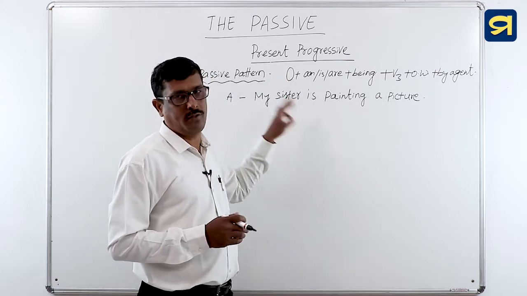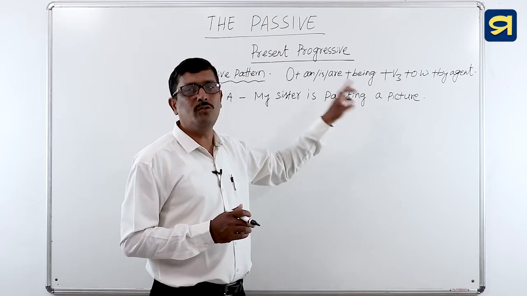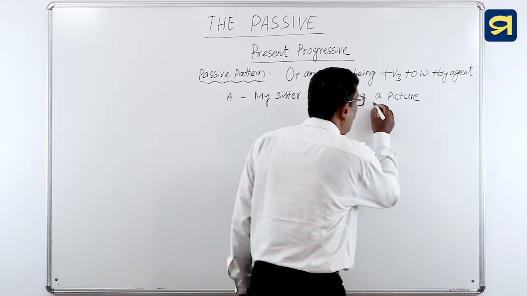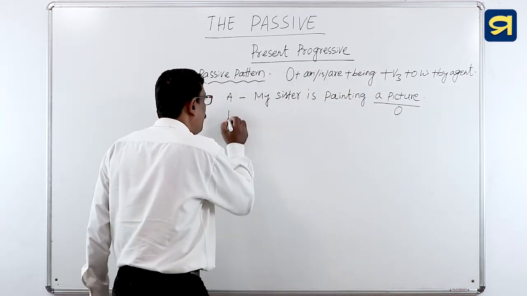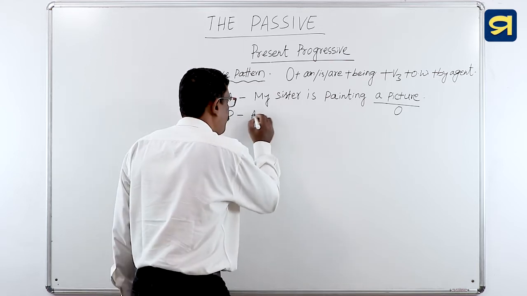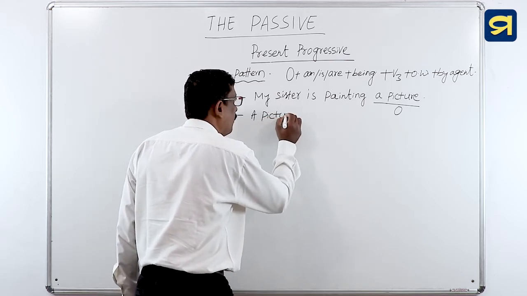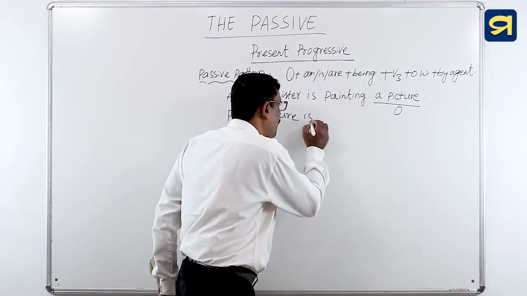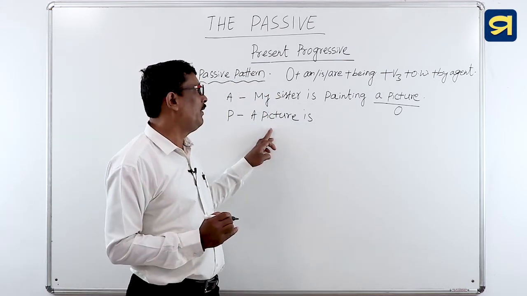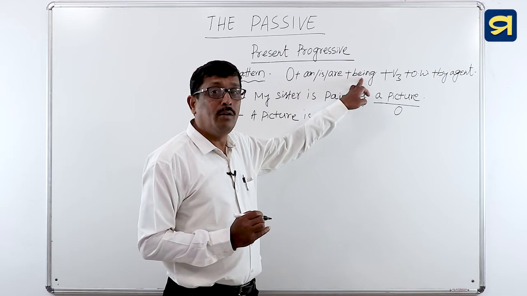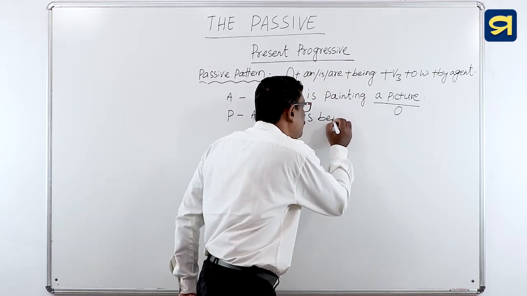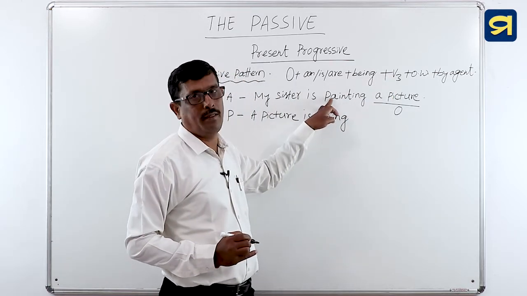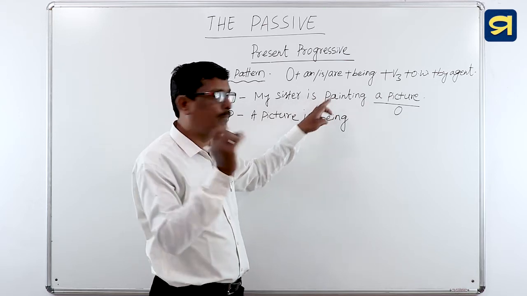Now we will change its voice. My sister is painting a picture. So which one is the object in the sentence? Very good. A picture is the object. Now we will change its voice accordingly. A picture. Here object followed by either am, is, are. So here is used because it is third person singular number. Very good. Then what you will use? Very good. Being. Then being followed by what? V3. So which one is the verb here? Paint. What is its third form? Very good. Painted.